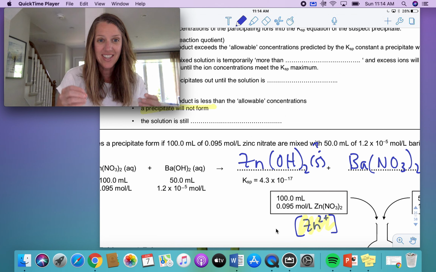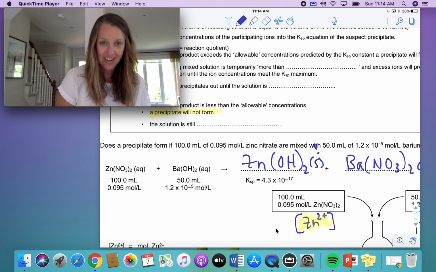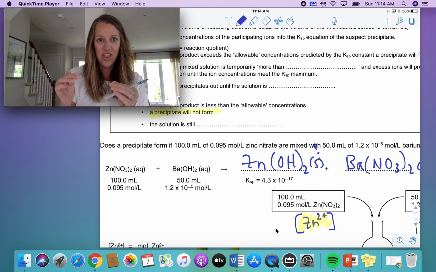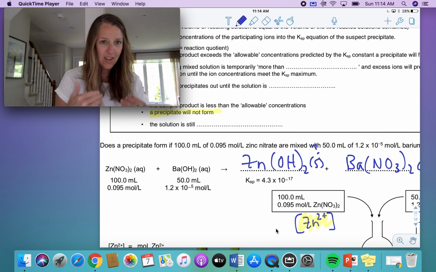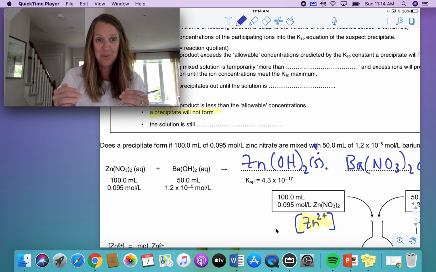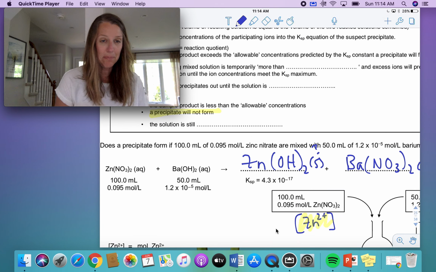Is there enough of the ions there in order for it to make a precipitate? So all we're going to do is we're going to calculate the concentration of the zinc ions, and we're going to calculate the concentration of the hydroxide ions, and we're going to look at those concentrations. Once we've calculated those, put them into a Ksp expression, but we're just going to call it Q, again, because we don't know if there's enough ions there in order for it to be soluble or make a precipitate, and then we can just compare it to the Ksp.